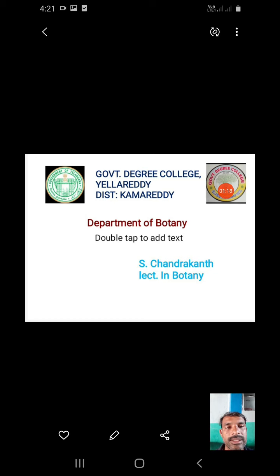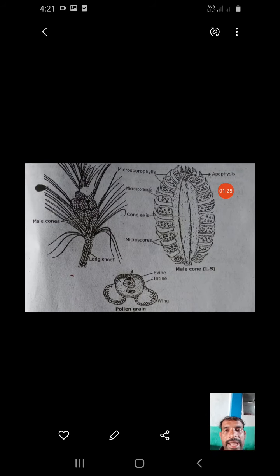Now I am going to discuss the structure of the male cone. In the LS of the male cone, in the centre there is a cone axis. The cone axis bears microsporophyll leaves, which are arranged spirally. Each microsporophyll leaf has microsporangia, and the microsporangia contain small spores, that is microspores.